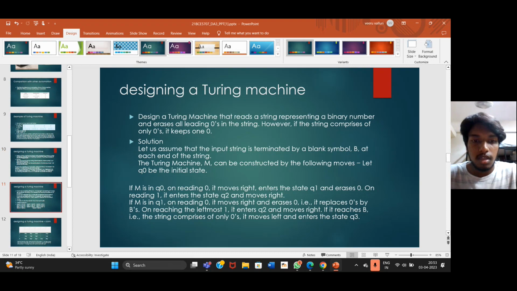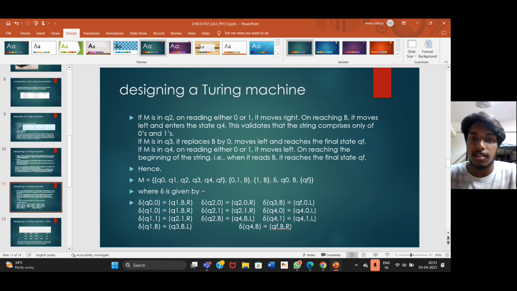Then, if M is in Q2, on reading either 0 or 1, it moves right. On reaching B, it moves left and enters the state Q4. It validates that the string comprises of only zeros and ones. If M is in Q3, it replaces B by 0, moves left and reaches the final state QF.